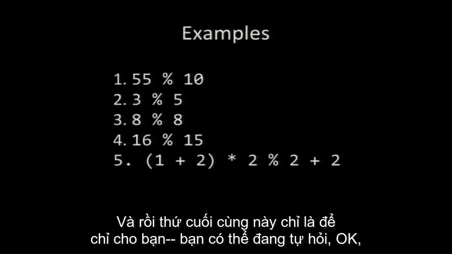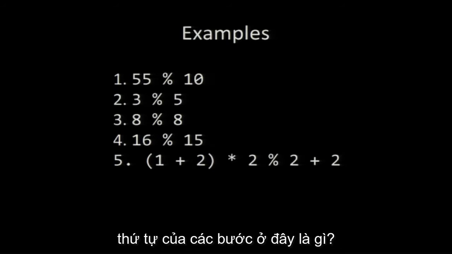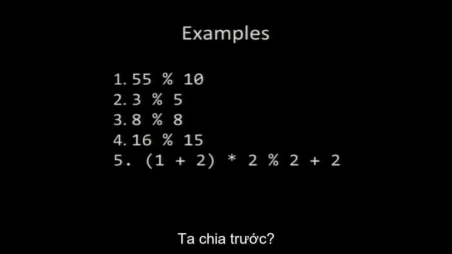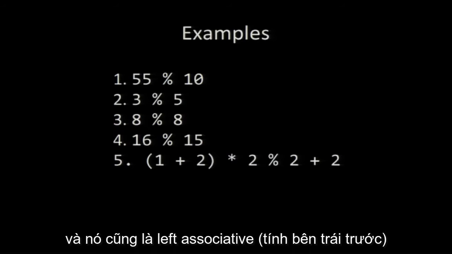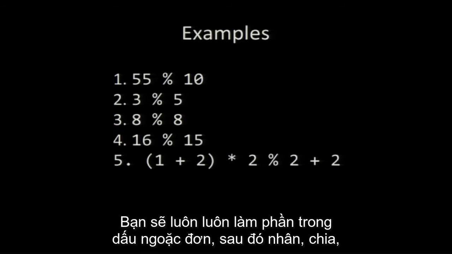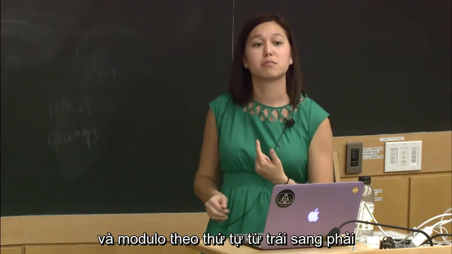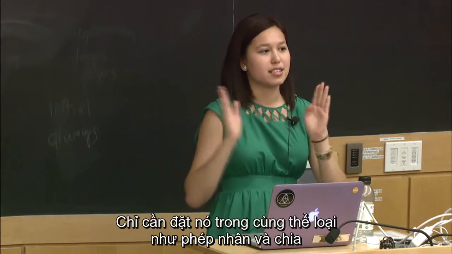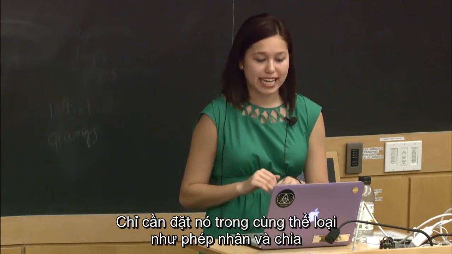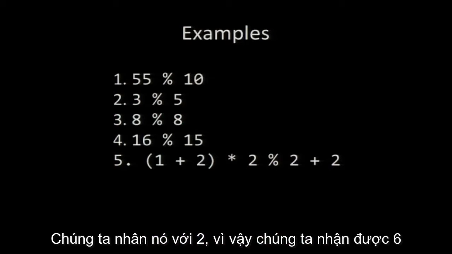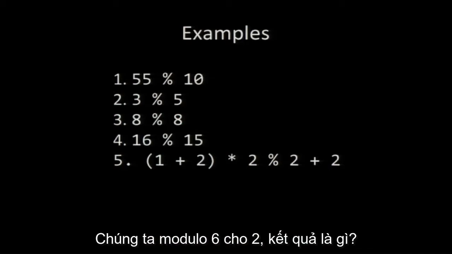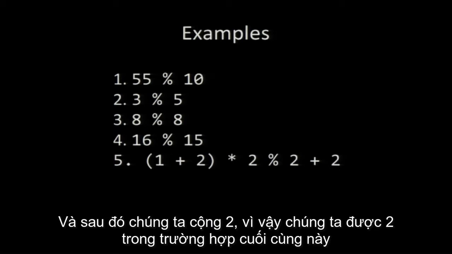And then this last one is just to show you, you might be wondering, what's the order of operations here? Do we divide first? Do we modulo first? Modulo holds the same precedence as division or multiplication, and it's left associative. So you would always do parentheses, then multiplication, division, and modulo in order from left to right. Standard rules, just put it in the same category as division and multiplication. So in this case, 1 plus 2 gives us 3. We multiply that by 2, so we get 6. We modulo that by 2, which gives us 0. And then we add 2. So we get 2 in this last case.